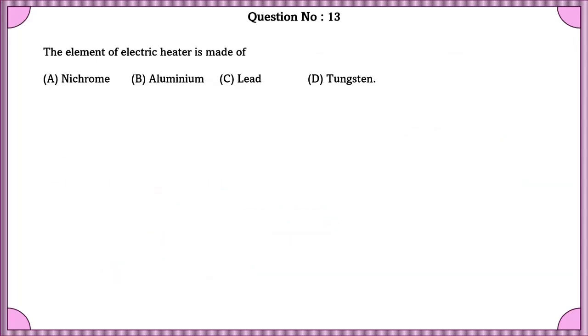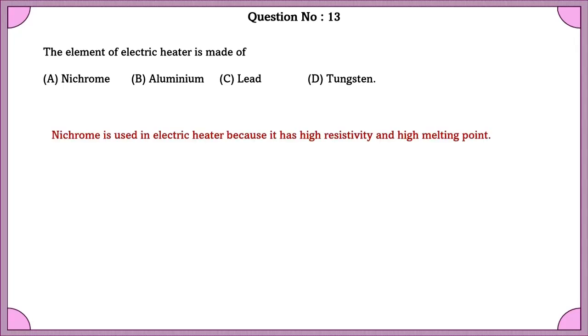Question number 13. Element of electrical heater is made of? Nichrome is used in electrical heater because it has high resistivity and high melting point, and also it can be drawn into wires and coils easily.